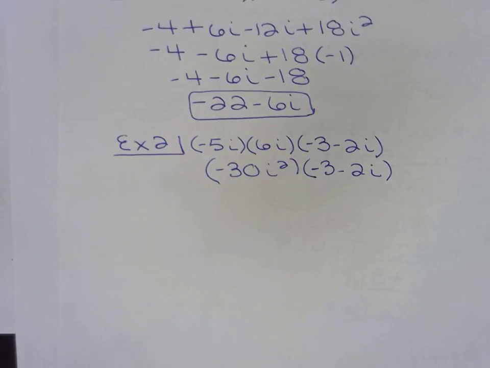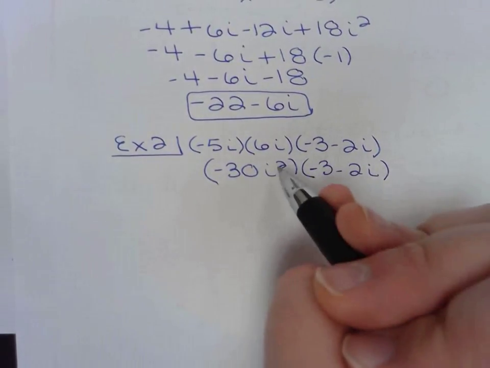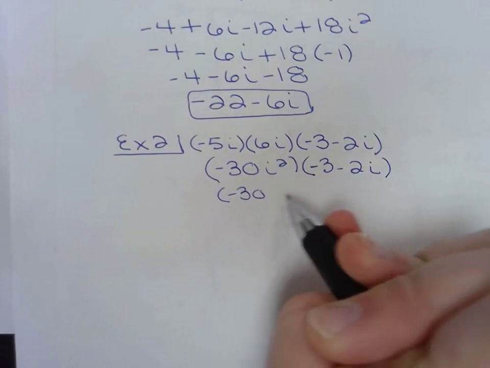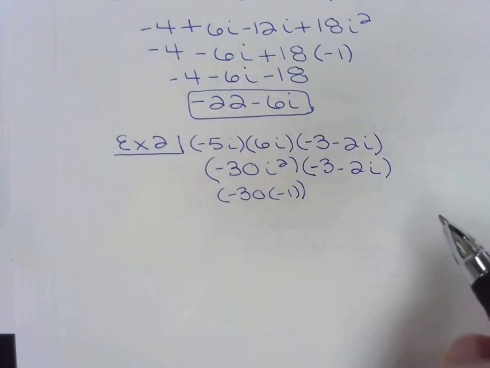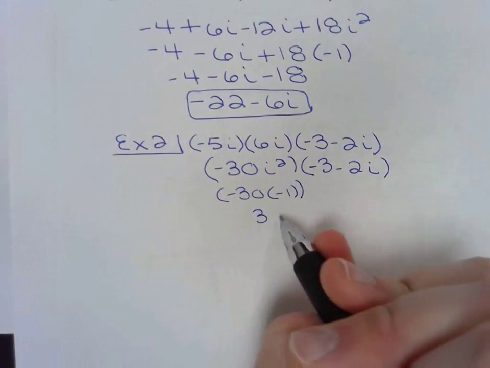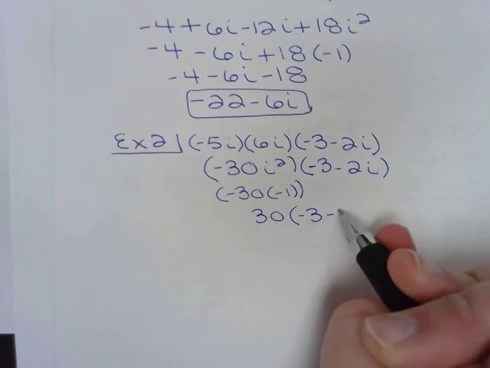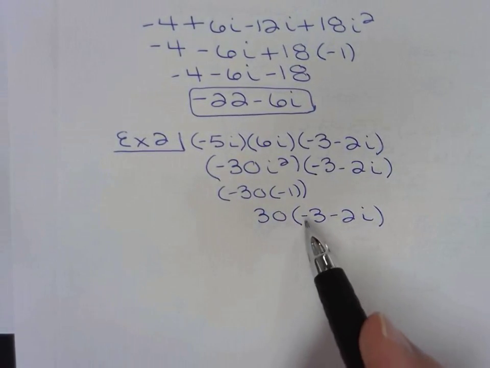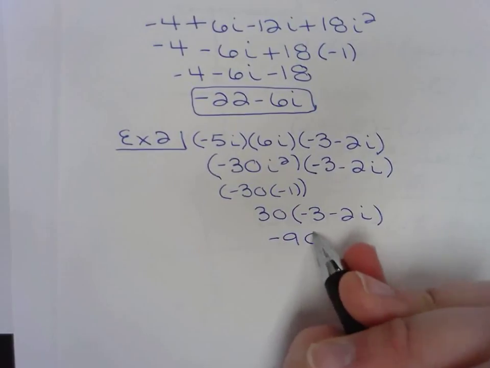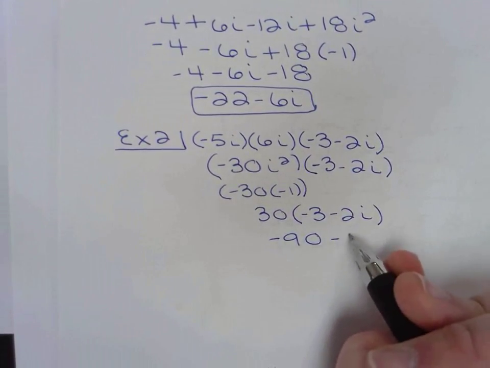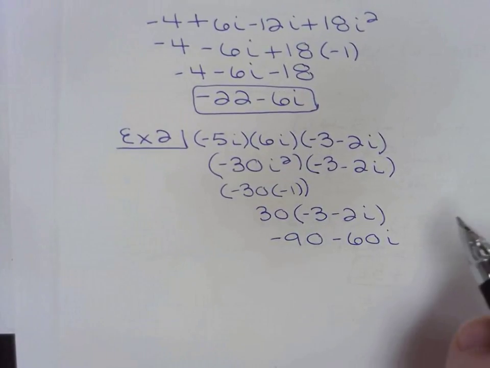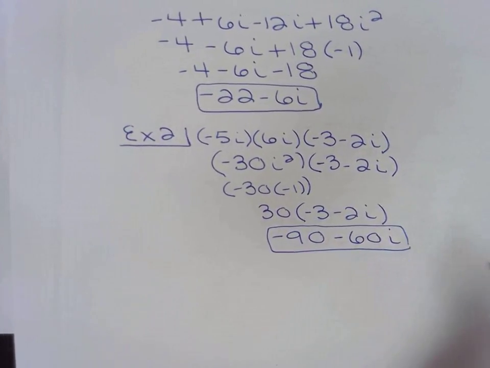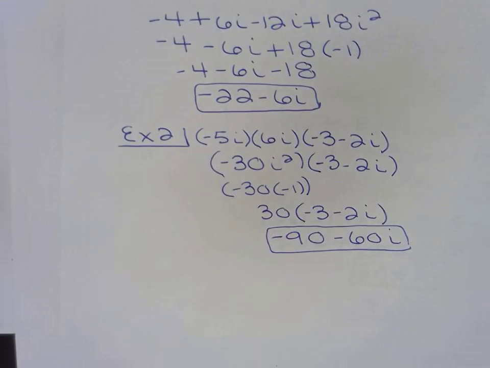Now, like I just got done saying, anytime you end up with an i squared, that becomes a negative 1. So negative 30 times negative 1, which is a positive 30, times that negative 3 minus 2i. Use distribute. 30 times negative 3, 30 times negative 2i, negative 60i. So like I said, do not make this stuff harder than it is. It's the same idea. The only difference is when you get an i squared, you plug in a negative 1. Any questions on that?